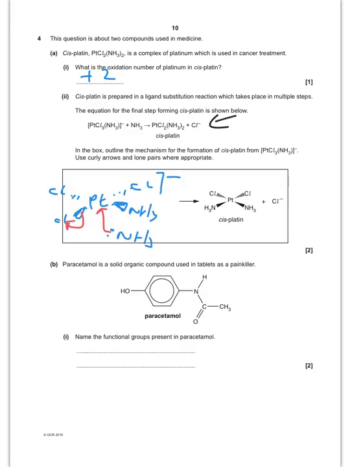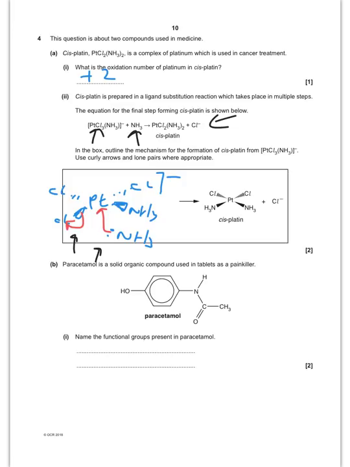So you can see that one of the chloride ligands is being replaced by an ammonia ligand here. Ammonia, you know that a ligand is a lone pair donor. So in comes ammonia to donate its lone pair to platinum here, and that means that the chloride must leave.